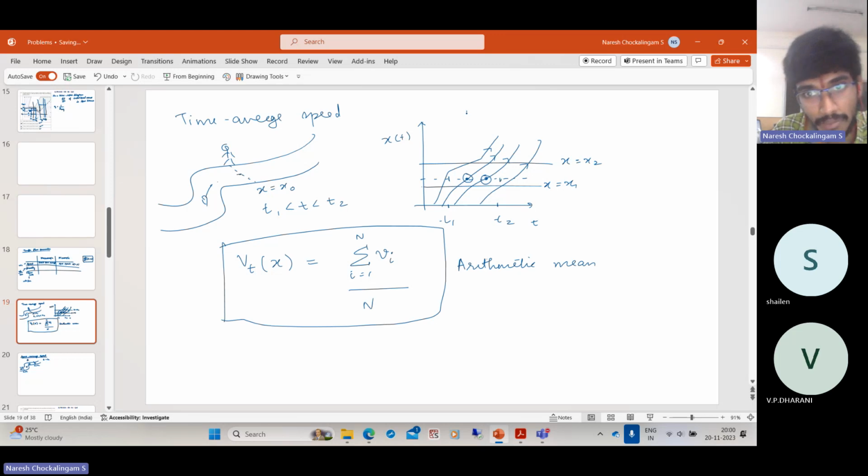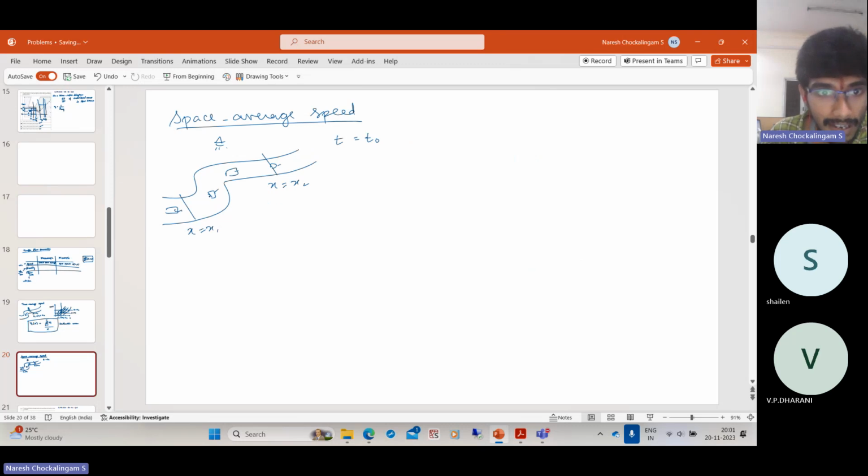When at a given snapshot in time, t is equal to t naught, at this instant of time, how many vehicles are there between x equal to x1 and x equal to x2? There is one vehicle here and there is another vehicle here. Suppose this vehicle has a speed v1 and this vehicle has a speed v2.